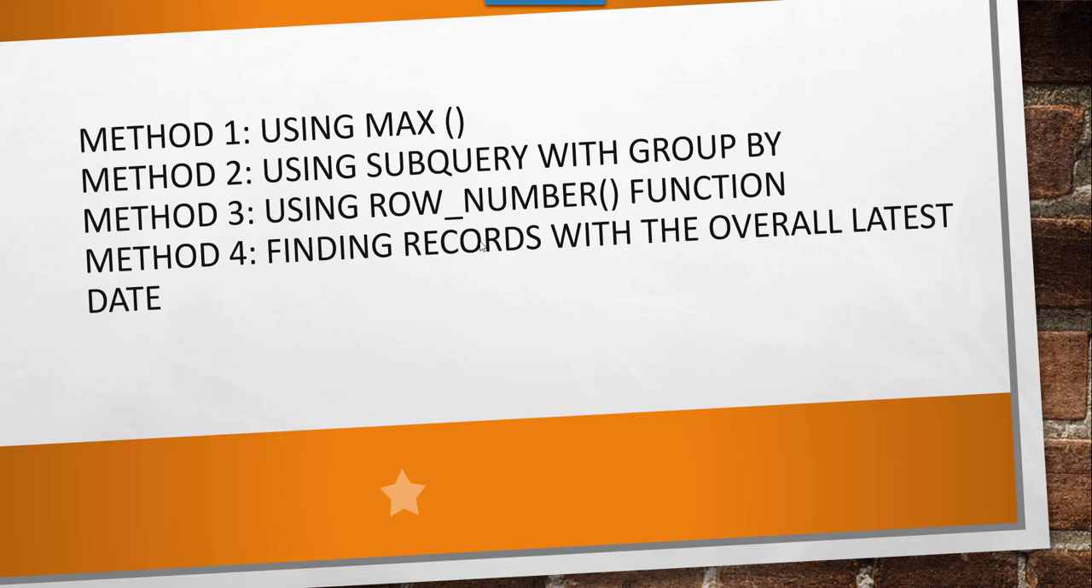The second approach is how we can use a subquery with group by, and the third approach will be how we can use the ROW_NUMBER function to achieve this, and the fourth and final approach will be finding the records with the overall latest date, right?